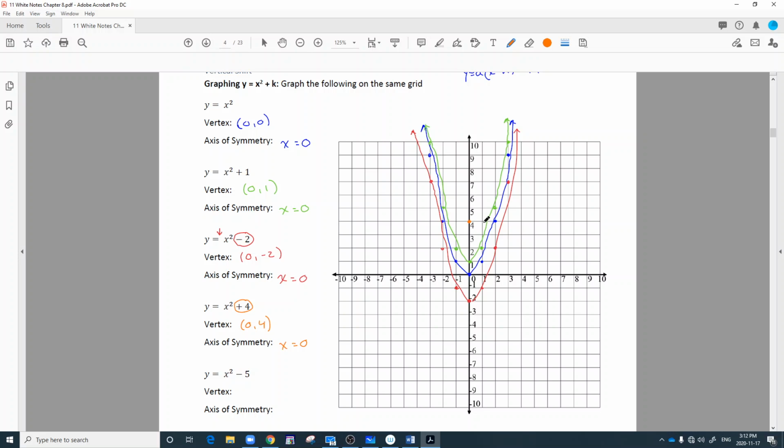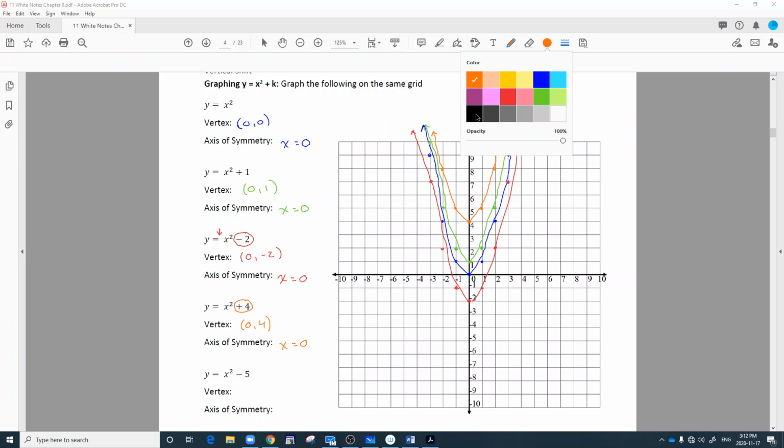Now you can either plug in that x value of 1, 1 squared is 1 plus 4 is 5, or you can go over 1, up 1. Over 2, up 1, 2, 3, 4. So it's kind of up to you. You can always be safe and use a table of values, or if you get really sick of graphing all these parabolas, you start looking for the shortcut, which is looking for that shape.